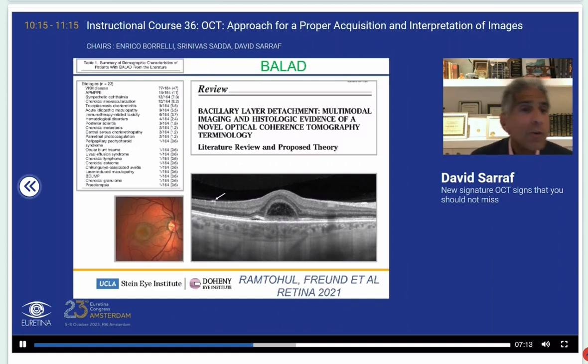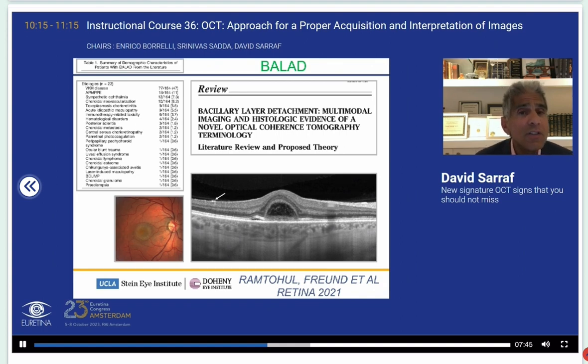I want to move on to exudation, and this is a very common entity that many of you have encountered, ballot or bacillary layer detachment. Actually, Voss described this many years ago as atypical outer retinal fluid accumulation, and Bailey-Freund came up with this more sexy term, bacillary detachment. And this is just fluid in the outer retina at the level of the ELM. It's not quite subretinal fluid. It's in the outer layer compartment just below the ELM.